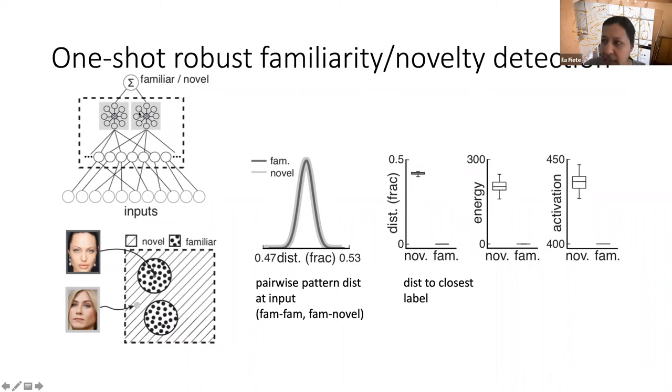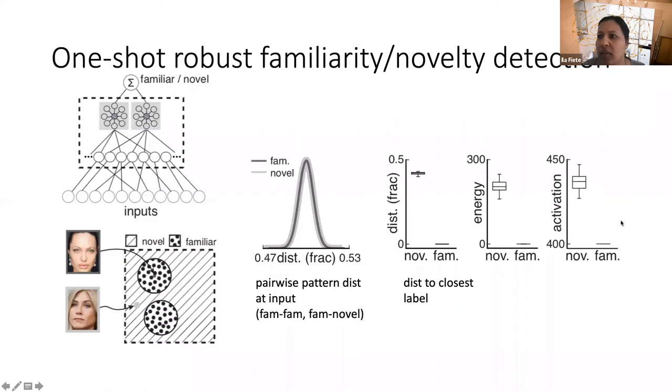And so by simply summing the total activations in the network, we can make a decision about whether the input that's driving the network is a familiar input, in which case there will be less activity in the network overall, or if it's a novel input, in which case that input is driving the network to a non-fixed point, and there'll be higher activity in the network. So by simply reading out the activity level in the network, this network can make a robust familiarity or novelty detection decision. So what I'm showing you over here is that there's a significant difference between the activation level in the network for novel states versus familiar states.